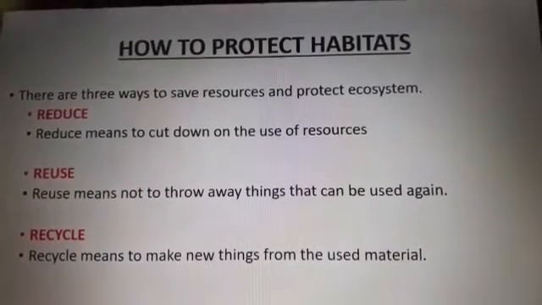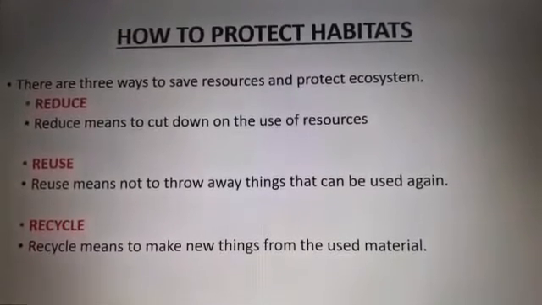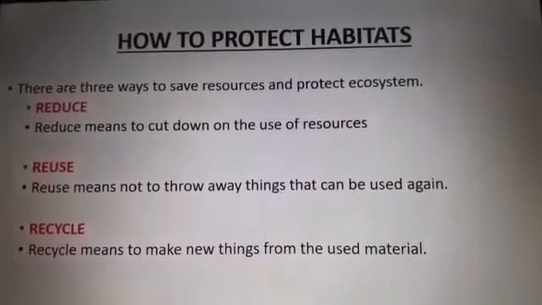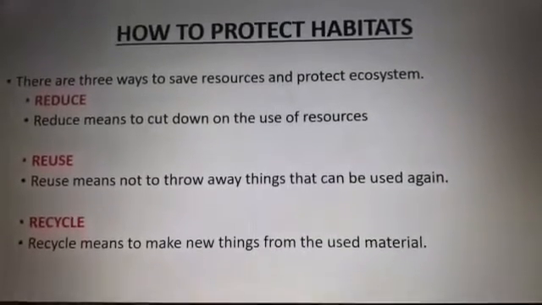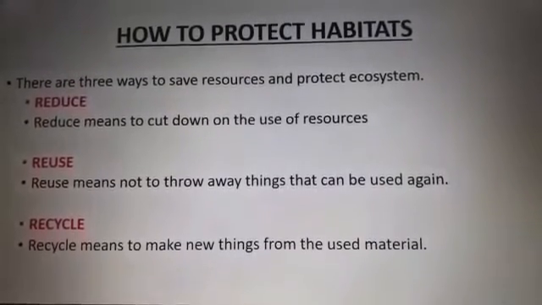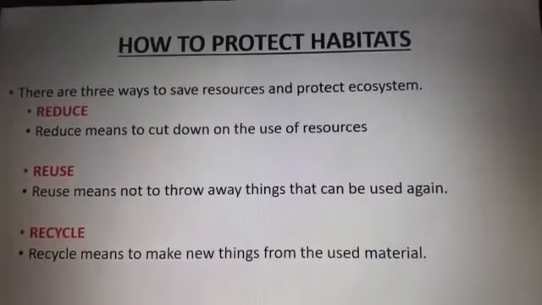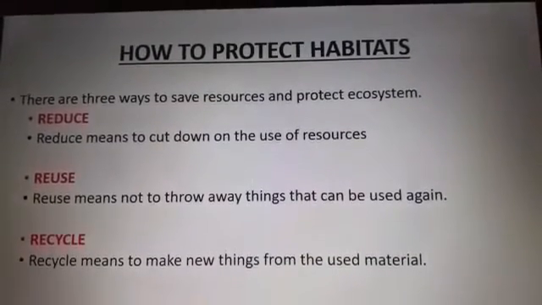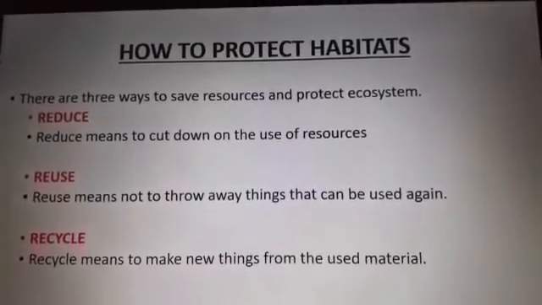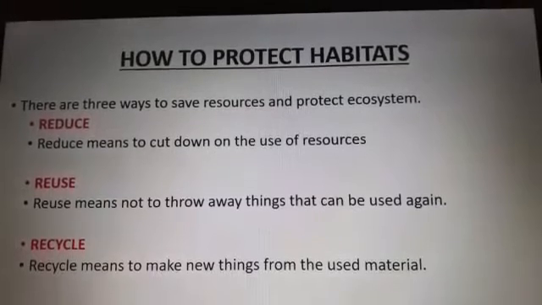Now, how to protect the habitats? We can protect habitats in three different ways. Reduce means to cut down the use of resources. The example of reuse is that when there is an old glass, you can do paintings on it and make it a decoration piece. Reuse means not to throw things away, but to use them again and again. Reuse can also be if you have a paper, you can use the other side of the paper for rough work or doing calculations.